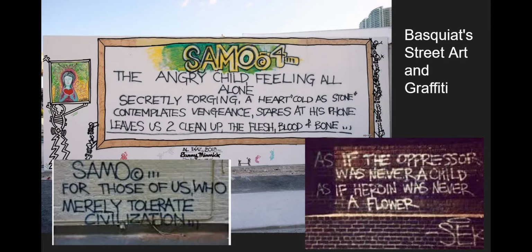He first started out in street art as a duo with one of his friends, called SAMO, S-A-M-O, pronounced Samo. His three pieces of art say, "The angry child feeling all alone, secretly forging a heart cold as stone, contemplates vengeance, stared at his phone, leaves us to clean up the flesh, blood, and bone." All three of these pictures are very similar in style, calling out things that are wrong in culture, in the government, and in people's lives.